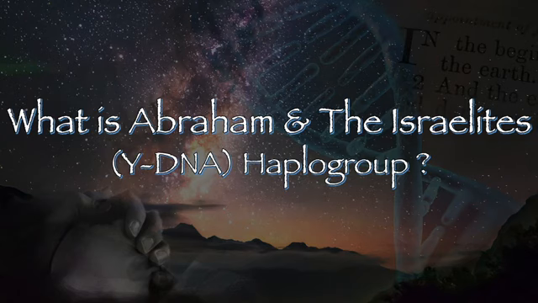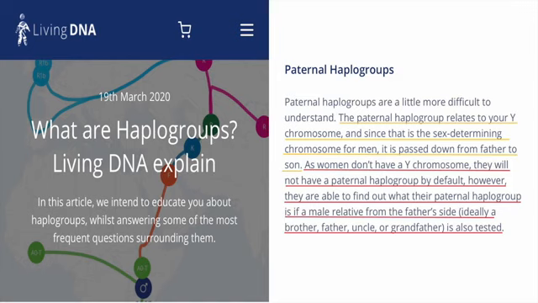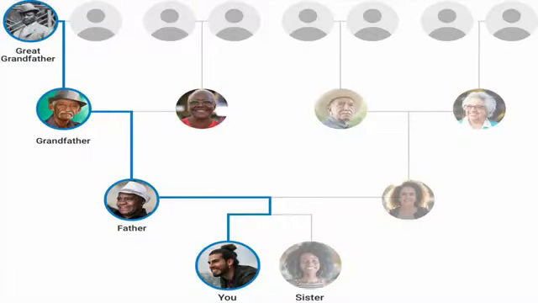What will be their haplogroup? With that being said, what is a Y DNA haplogroup? A Y chromosome is passed down from father to son. According to livingdna.com, titled What Are Haplogroups? It reads, the paternal haplogroup relates to your Y chromosome, and since that is a sex determining chromosome for men, it is passed down from father to son.